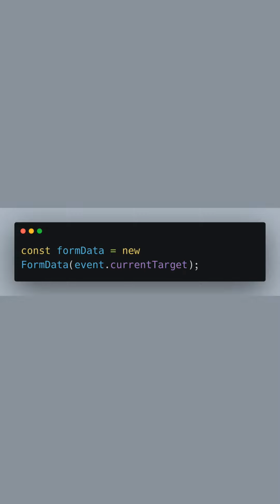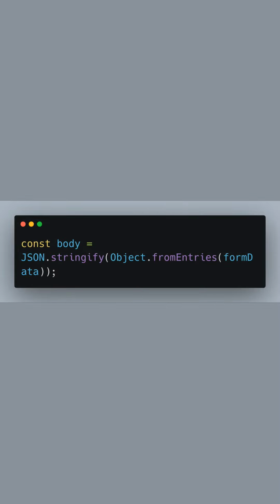We then create a FormData object, passing in the event's currentTarget, which is the form element. FormData allows us to pair each form control's name with its value, which makes it super easy to collect the form data. Next, we convert the form data into a JSON string. We do this by creating an object from the form data entries and then stringify it, ready to be sent to our server-side API. To submit the form data to the server, we use the Fetch API.